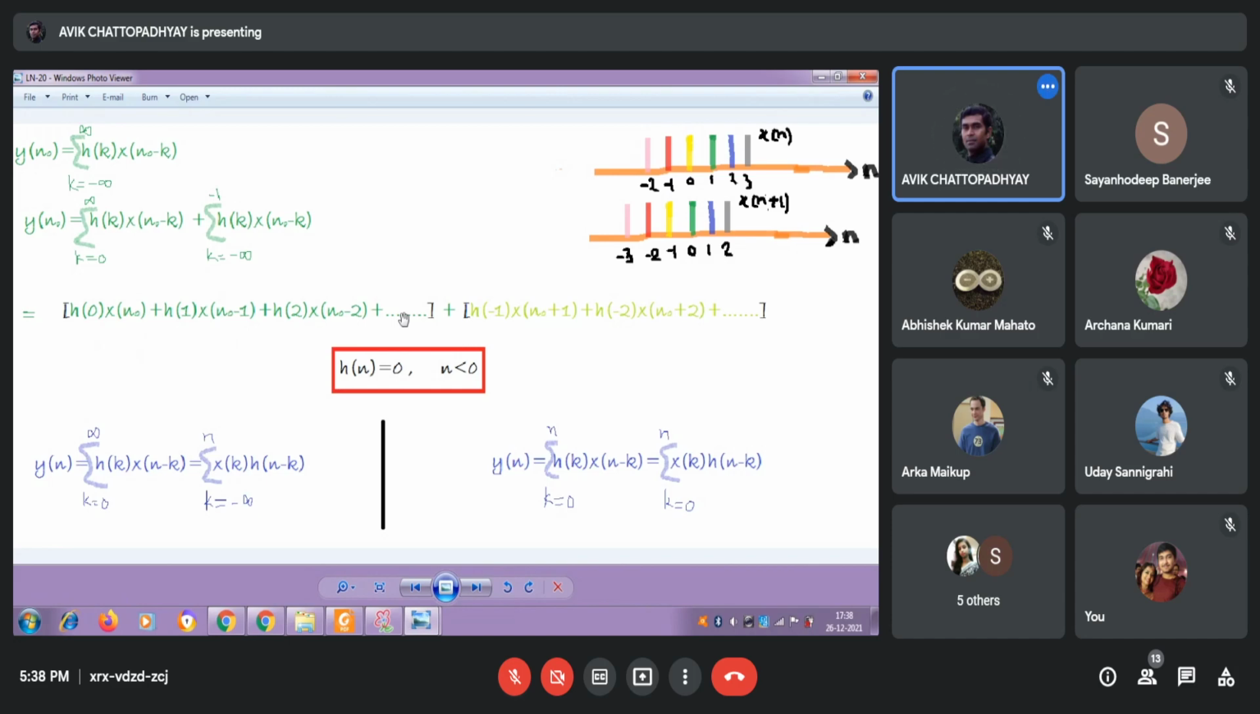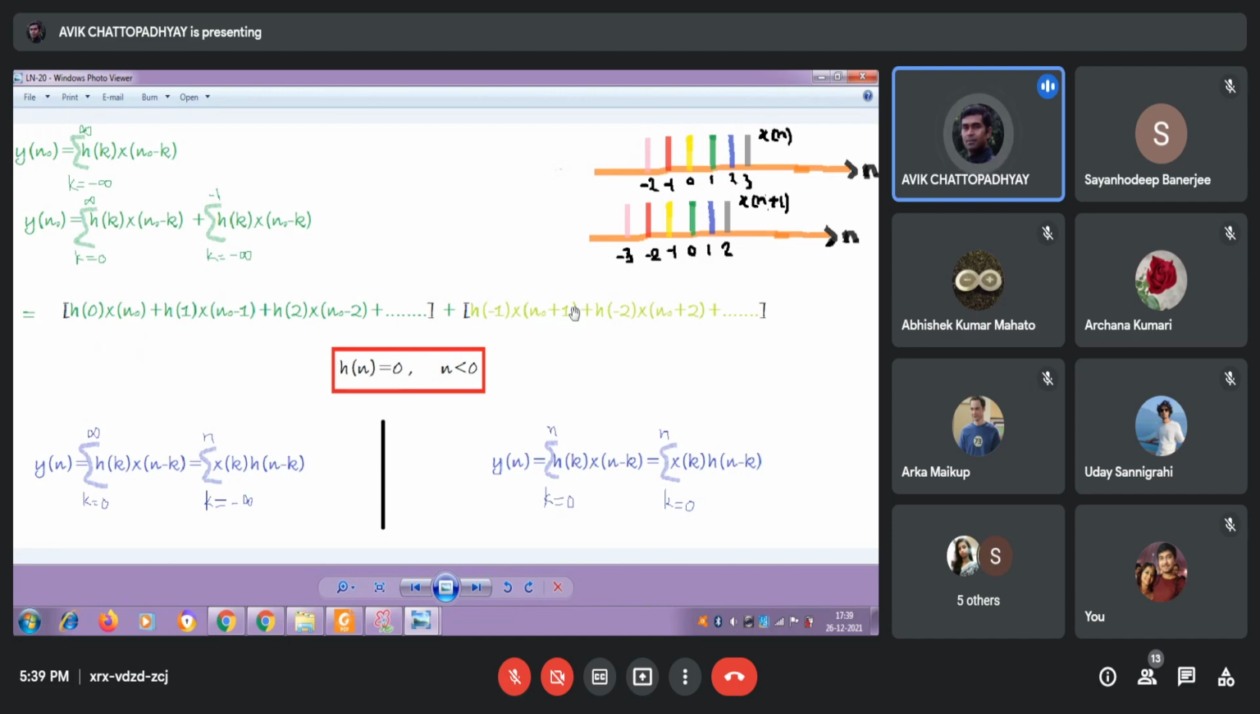The first summation involves x of n0 minus 1, n0 minus 2, and so on. As I mentioned, these are nothing but the present and the past values of it. But in the second summation, this part actually has x of n0 plus 1, n0 plus 2, etc. So those are the future values of it.